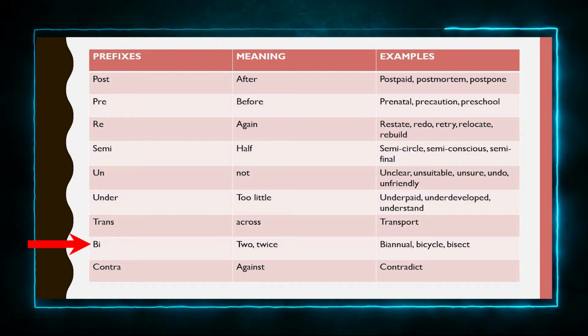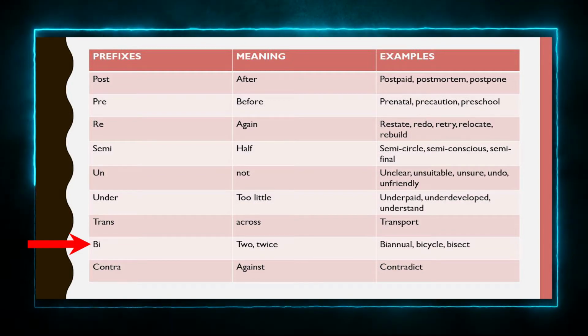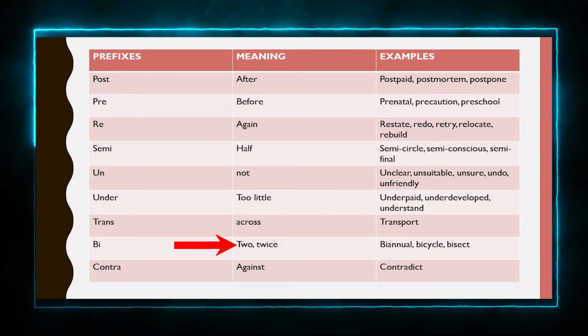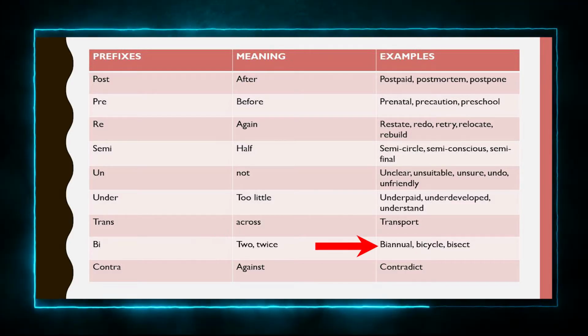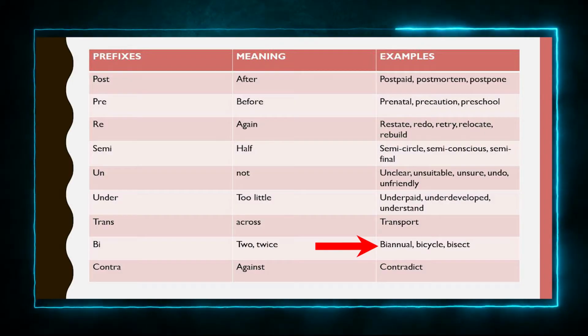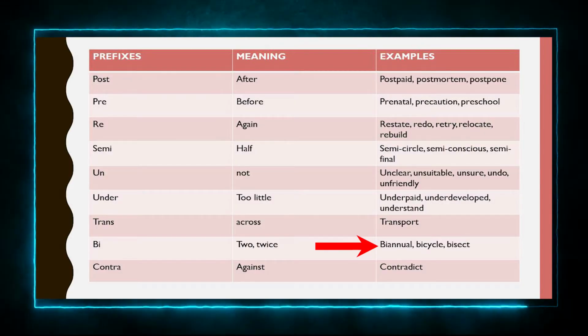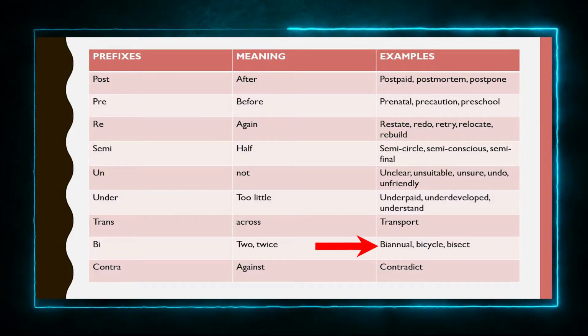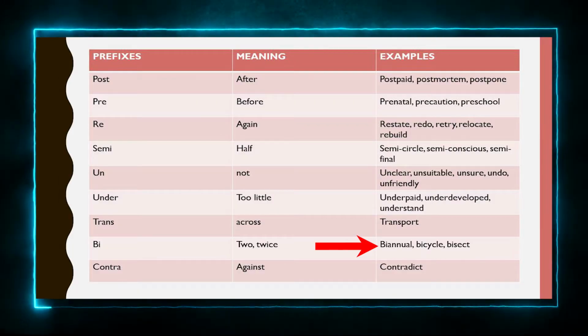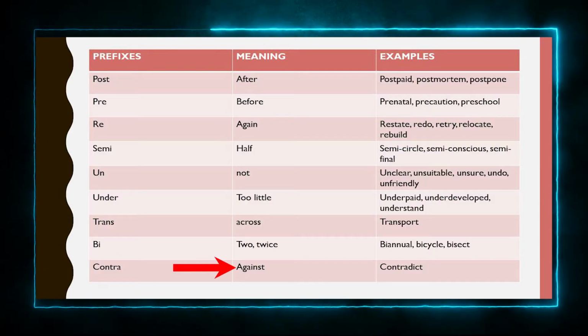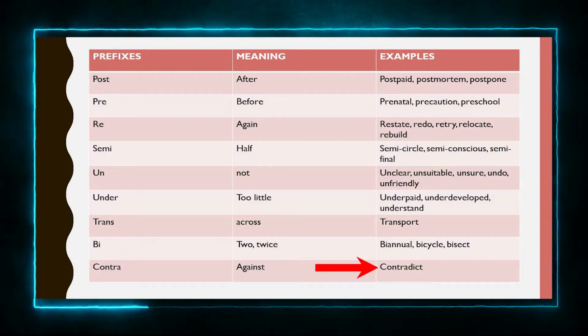Bi is another prefix which I'm sure you know means two or twice, where we might have examples such as bisect, which means to cut something into two, or bicycle, and even biannual. Lastly, there's the prefix contra, which means against, for example, in the word contradict.